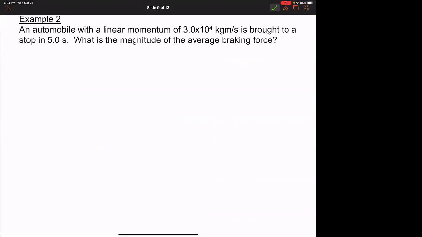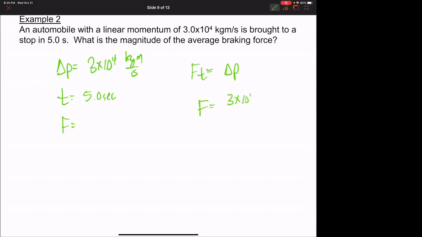Here we're going backwards with it. We're given the momentum. So delta P equals 3 × 10⁴ kilogram meters per second. Time is 5 seconds. And we're looking for F. Ft equals delta P. So F is 6,000 newtons.